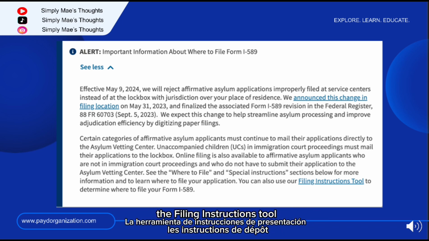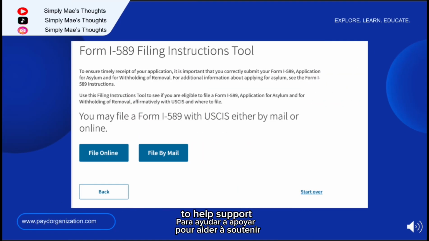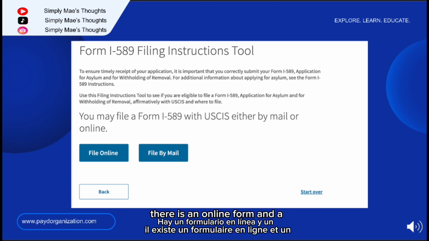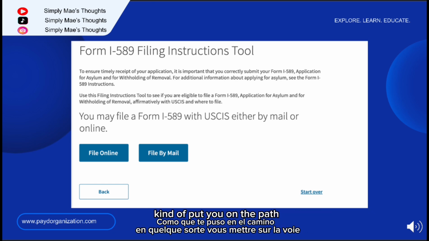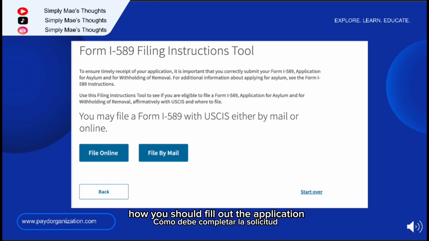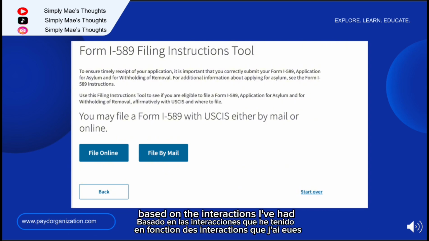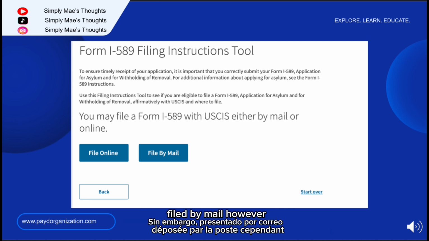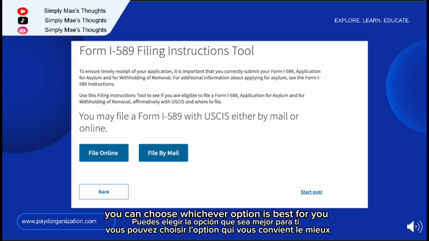The filing instructions tool is a really good resource that USCIS has to help support those who are seeking to file for asylum. There is an online form and a written form, but they ask you questions to kind of put you on the path to know how you should fill out the application. So once you go online, you can select between file online or file by mail. Based on the interactions I've had, some of the most successful applications have been ones filed by mail. However, you can choose whichever option is best for you.